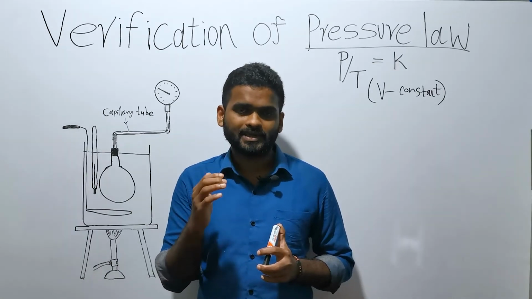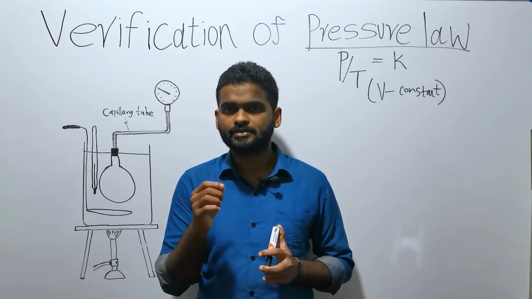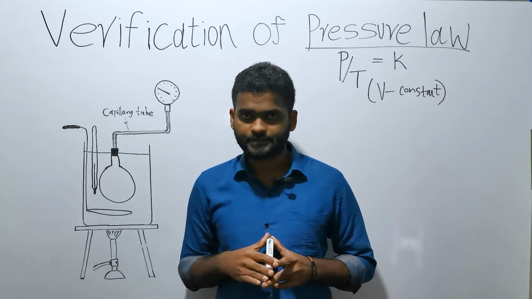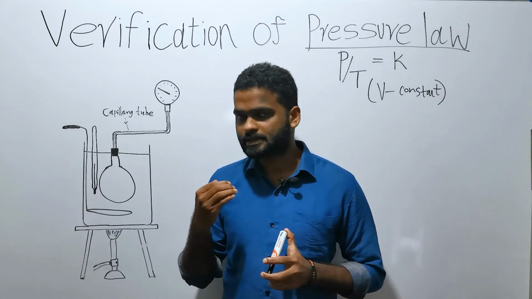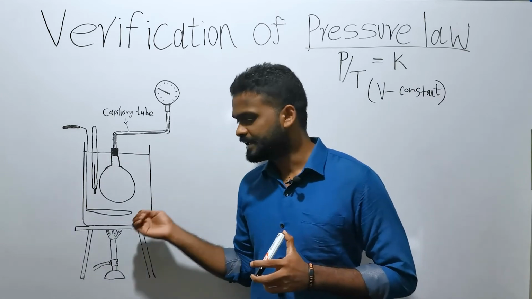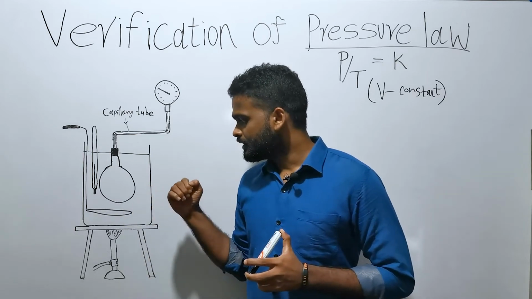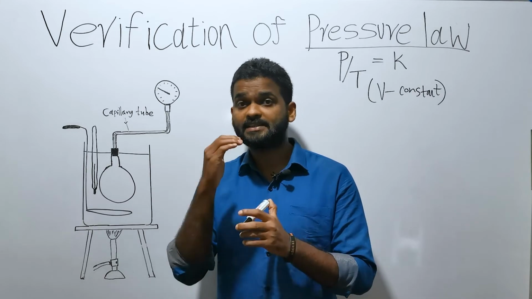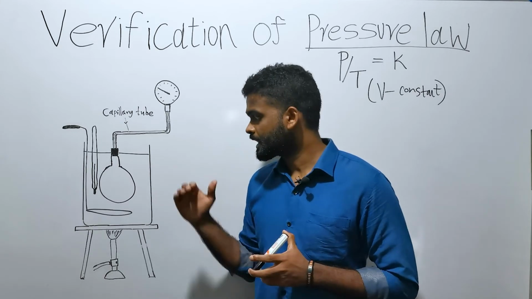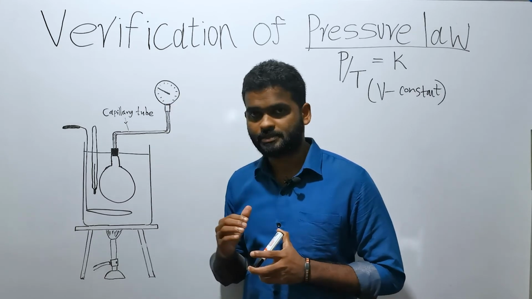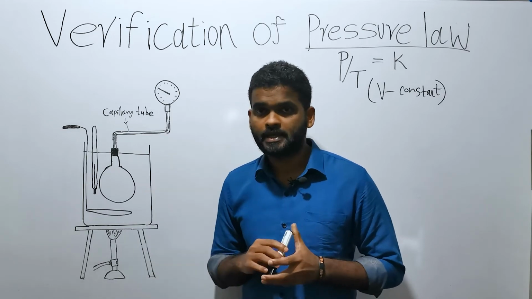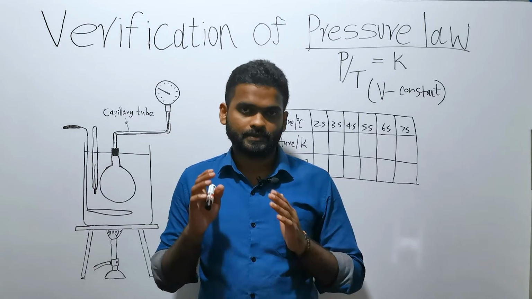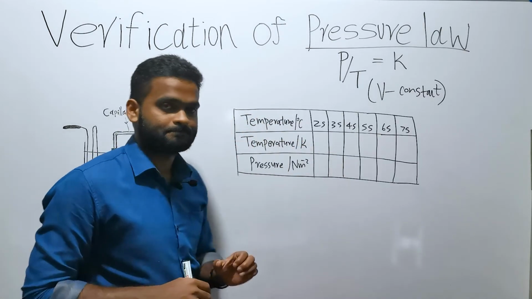In order to draw a graph, it is recommended that you need at least about 6 pairs of pressure and temperature readings. So you have to continue the heating. Once the temperature has increased by another 10 degrees centigrade, again you have to take the pressure measurement and the temperature value, then note that down in a table. So the table is shown here.